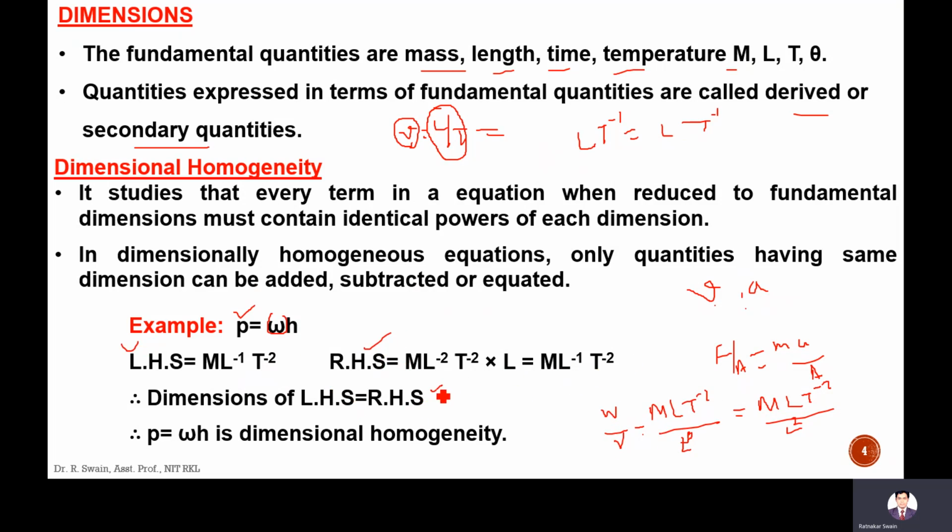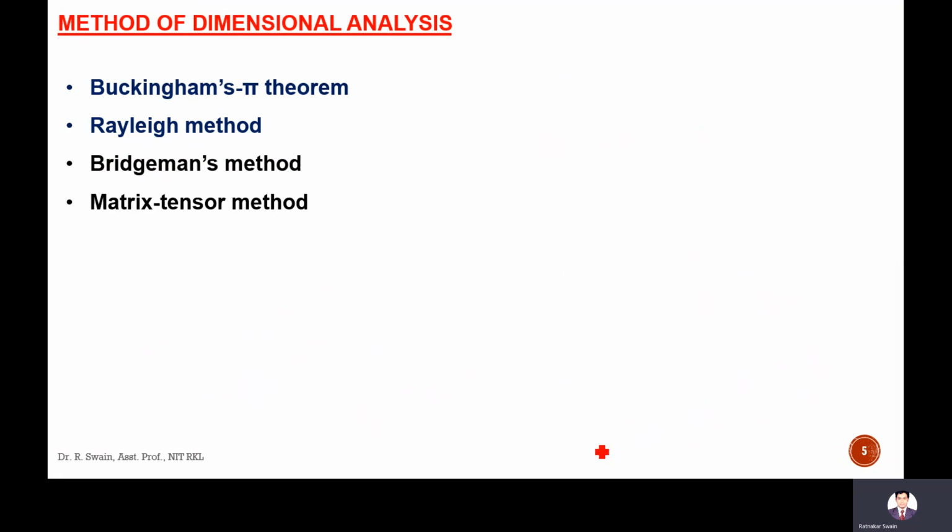So this is called dimensional homogeneity, and this equation P equal to WH obeys the dimensional homogeneity rule. Okay. What are the different methods of this analysis? There are different methods: Buckingham Pi method, Rayleigh's method, Bridgman's method, matrix tension method. But usually these two methods are widely used. So we'll study only these two methods: Buckingham Pi method and Rayleigh's method.